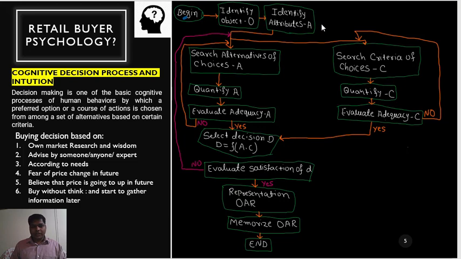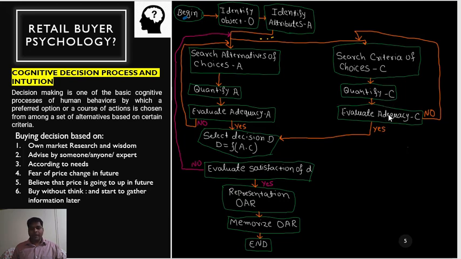Then after, they start to search. From here they go to the search criteria of type of choice, which type of choice. All the process is done based on data collected in the identification process. So if the choice is set, then jump to the next step: quantify, or evaluate the adequacy of a similar alternative option. Quantify is the past information about what is required as per need and fitted in a budget. So this is the quantifying process: what we require, the need and budget.